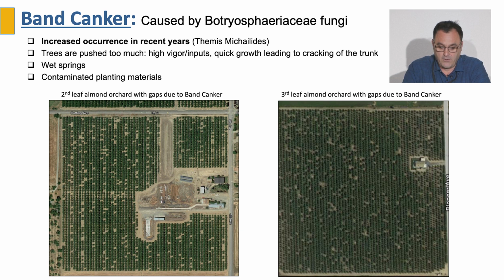We know that a wet spring could lead to outbreaks. We know that trees that are pushed intensively or that are really vigorous also could lead to more cracking and more disease. But part of Themis Michailides' work was also to eventually link this Botryosphaeria band canker outbreak with contaminated plant materials. So there are other situations where not only the weather, not only the environmental conditions or the introduction of a pest can lead to disease outbreak, but also working with contaminated or infected planting material.